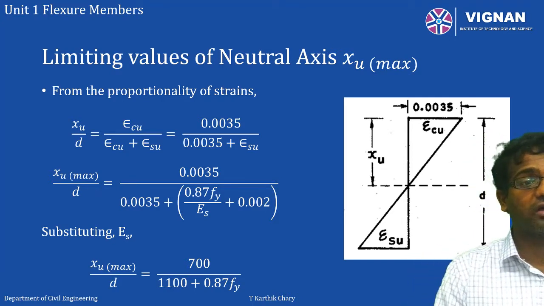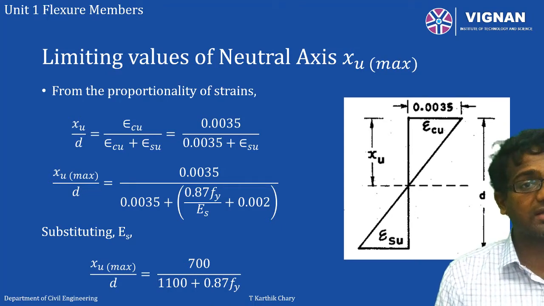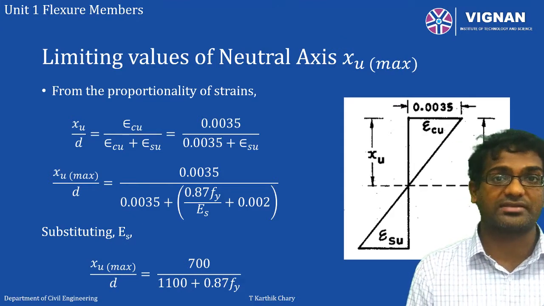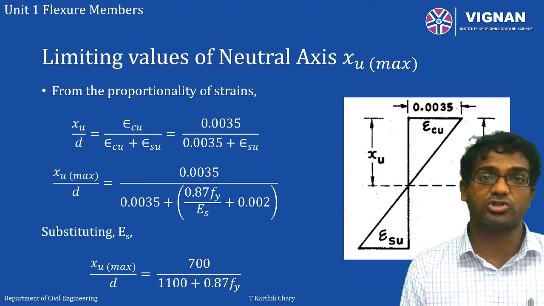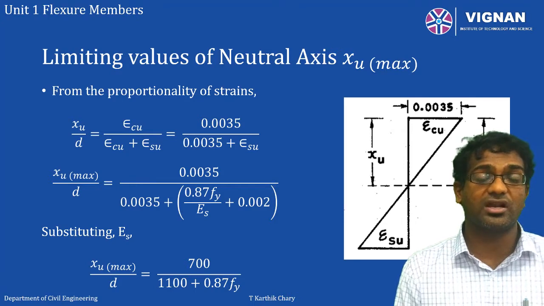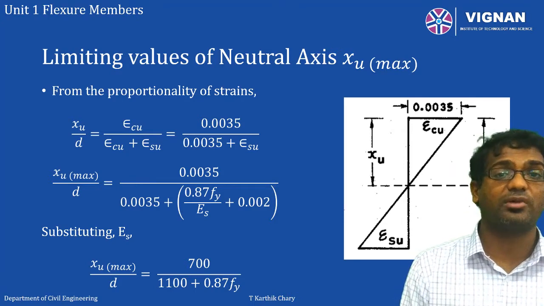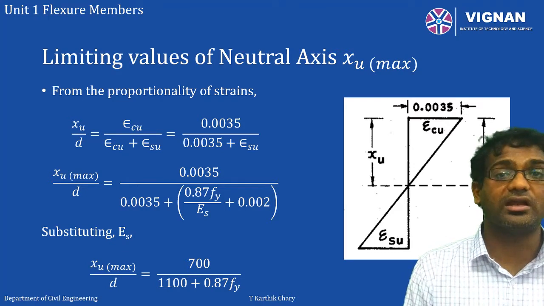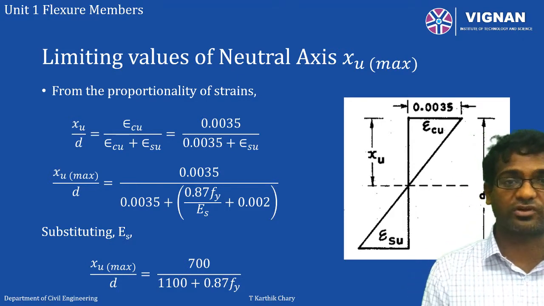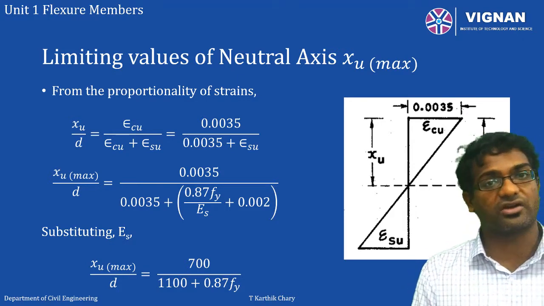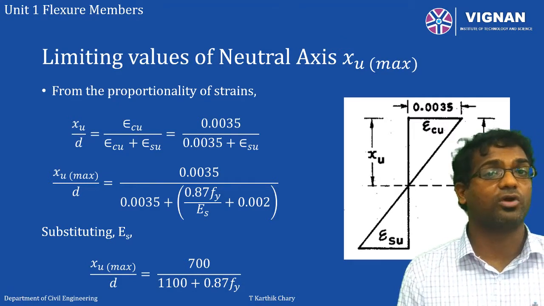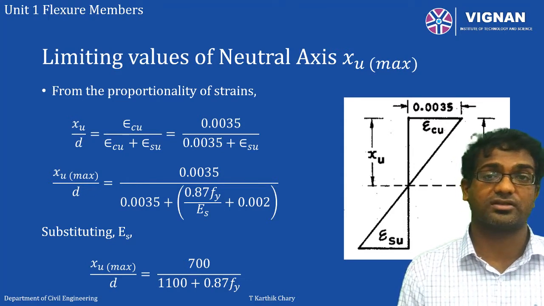So this equation will give you the limiting neutral axis depth. If you happen to observe the equation, the limiting neutral axis depth is dependent on two parameters. One is the effective depth, which is directly proportional, and it is inversely proportional to the yield strength of steel, which is Fy. As per IS 456, we have three grades of steel: Fe 250, Fe 400, Fe 500.